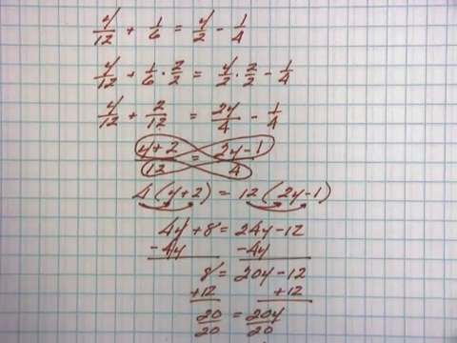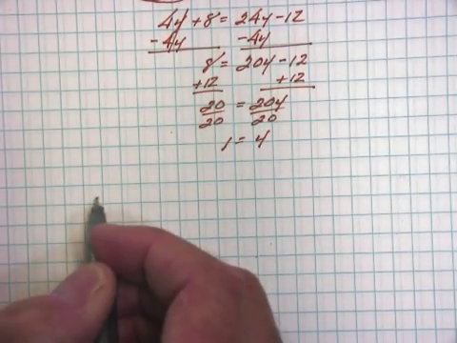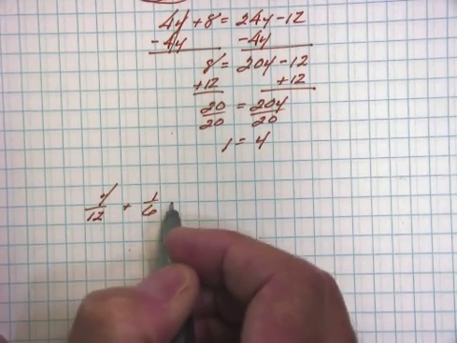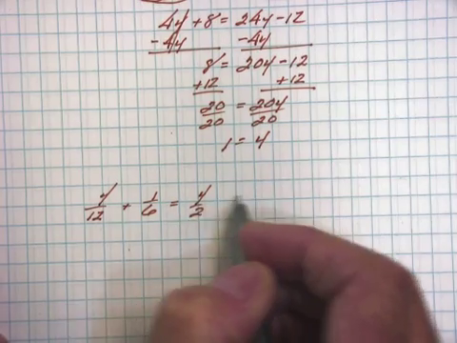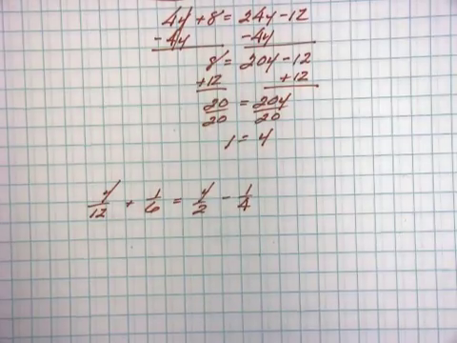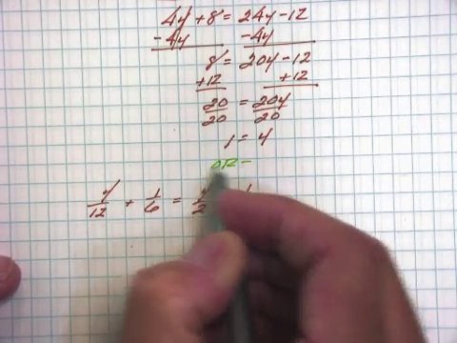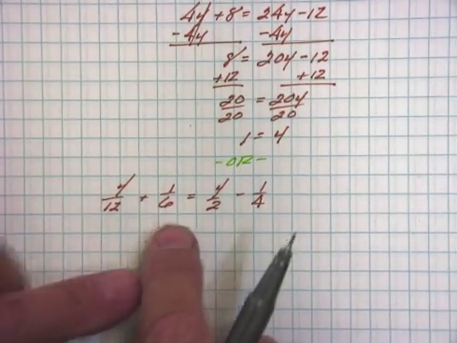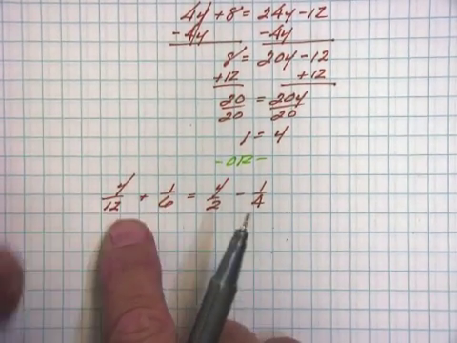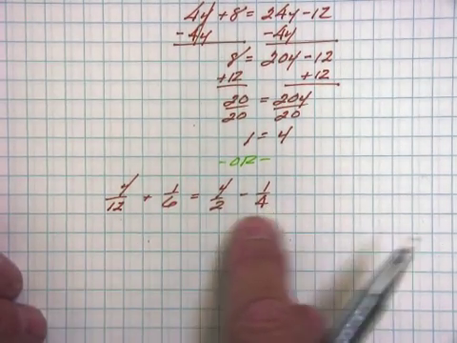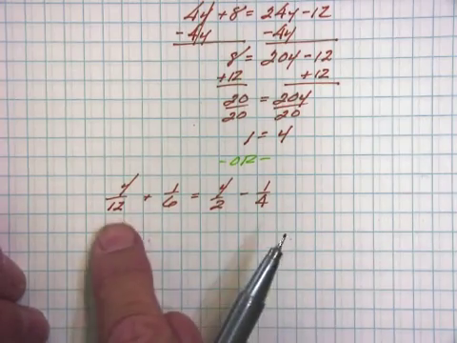Okay? There is another way to do this problem that some of you may find a little bit easier. Let's look at the sum, if you will, of all the steps you had to do it this way. So I just want to show you a second way to do it. I'm going to bring the same problem down: y over 12 plus 1 over 6 equals y over 2 minus 1 over 4. So same problem. We're going to put an "or" in here so you know it's a second way of doing it.